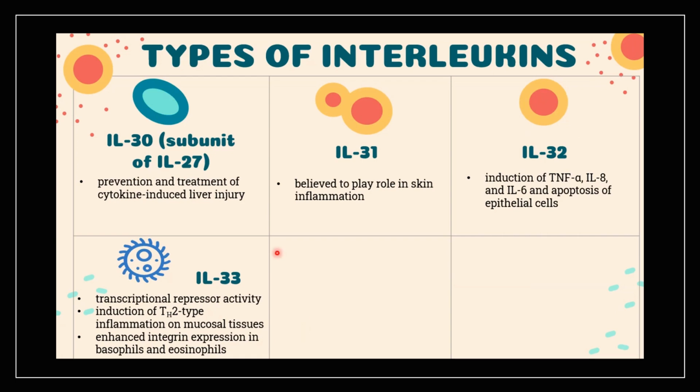Lastly, for interleukin 33, they originate from helper T cells, and their target cells are basophils, mast cells, eosinophils, and macrophages. Their functions are transcriptional repressor activity, induction of T helper 2 type inflammation on mucosal tissues, enhancement of integrin expression in basophils and eosinophils, and lastly, inducer of ILs.